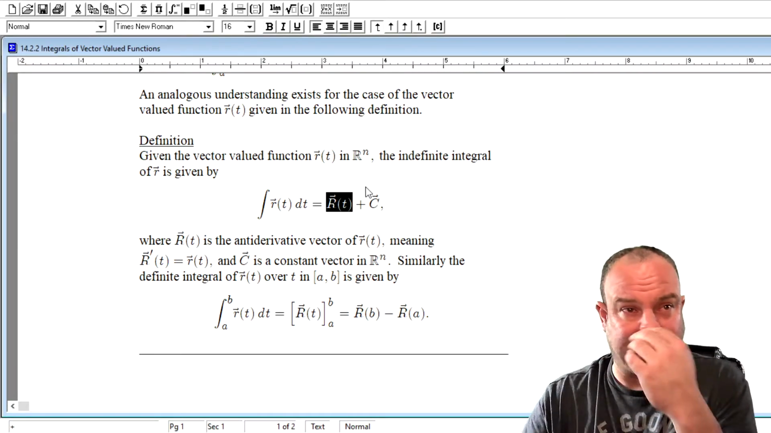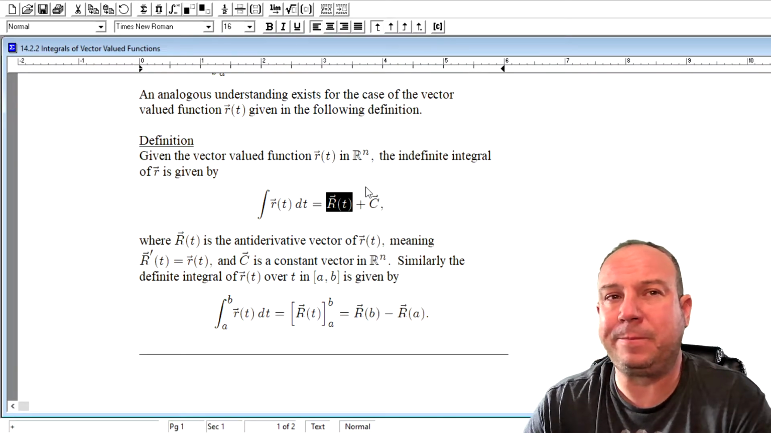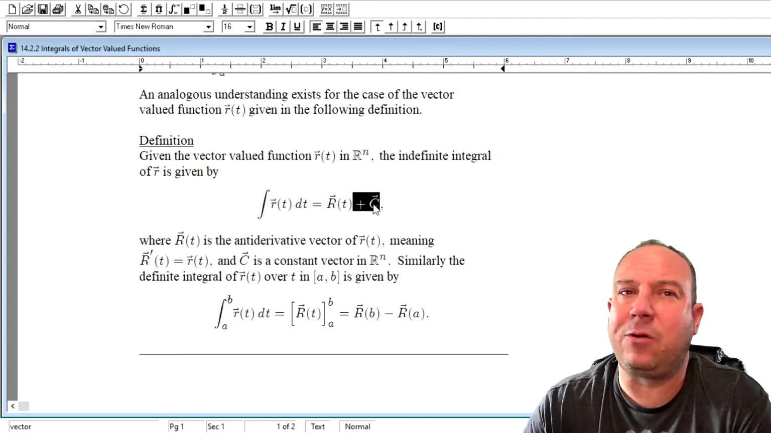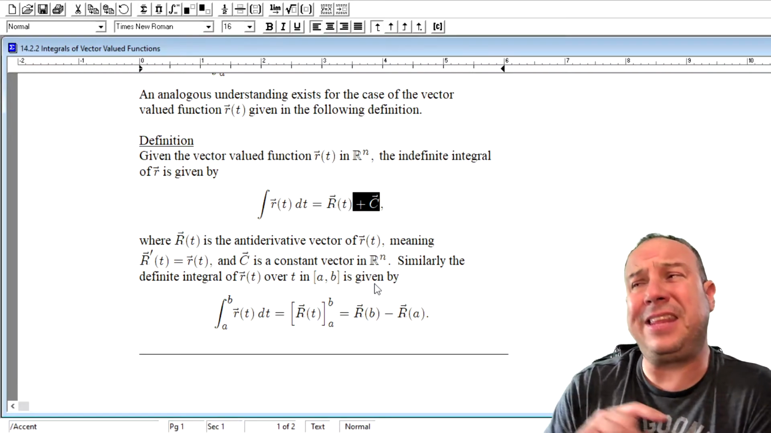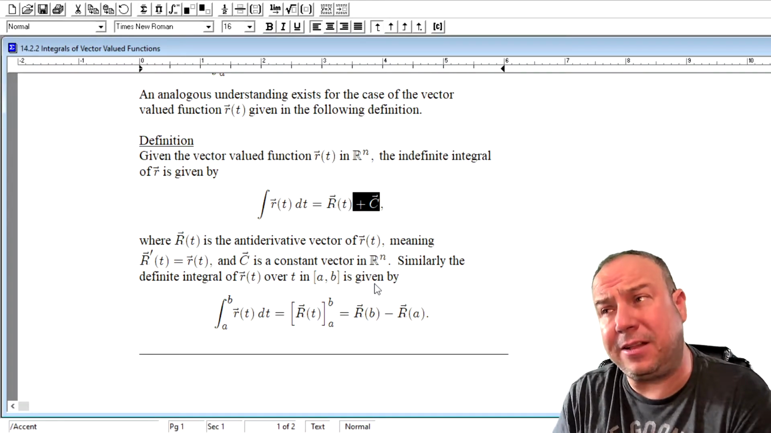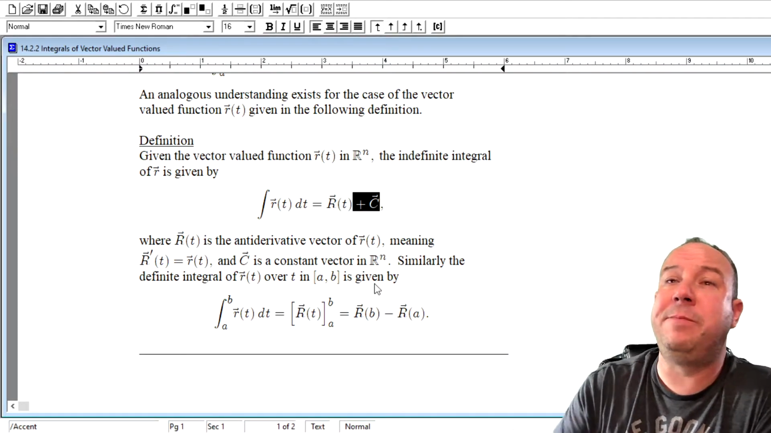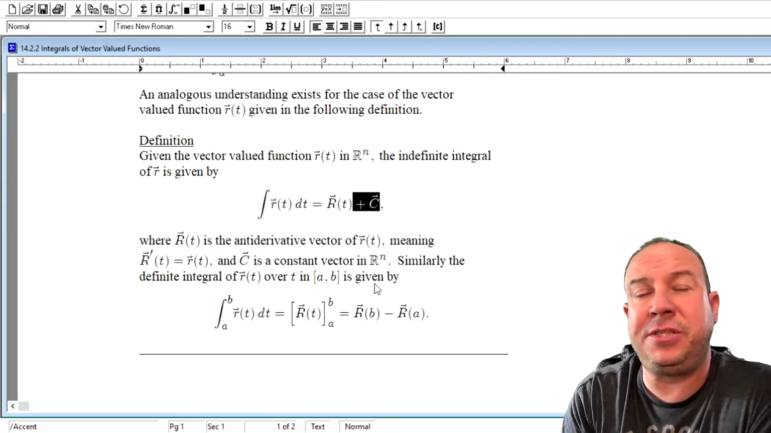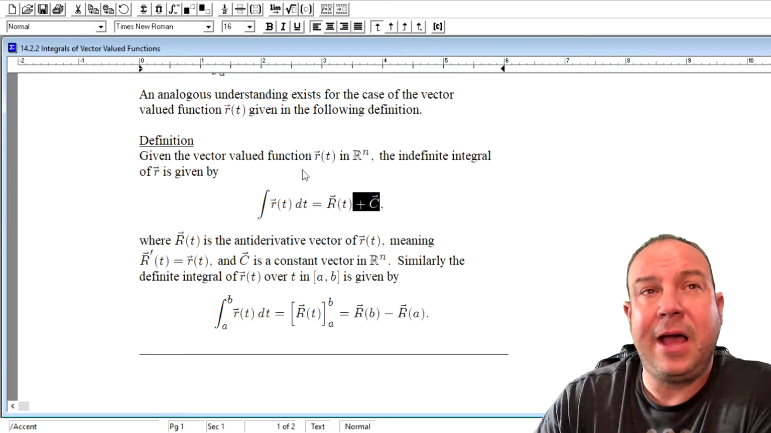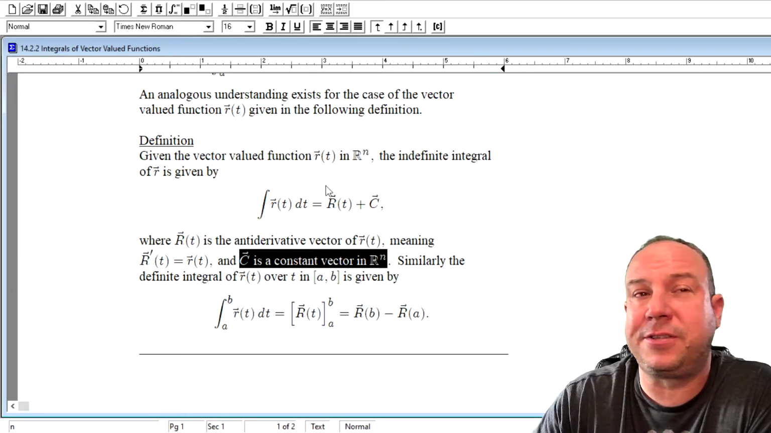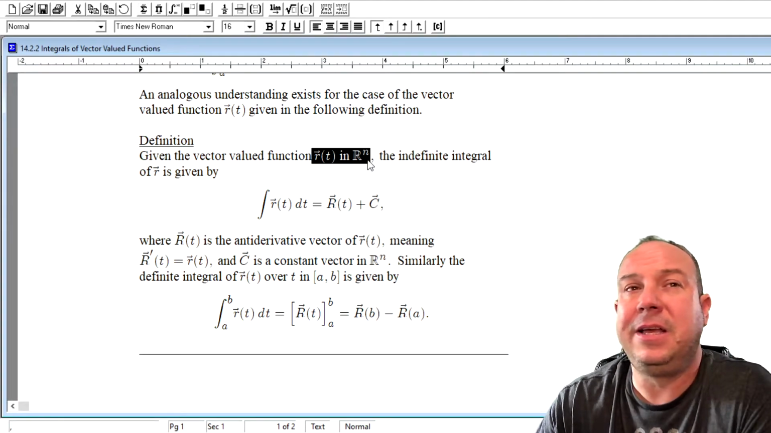Right? Meaning that if we took its derivative as a vector valued function, it would result in little r of t. Now, as we highlighted in Calc 1, not only do we get one solution, we get a family of solutions, all of which differ by a constant. And in the case of a vector valued function, we just don't get a scalar valued constant. What we get is a constant vector whose dimensions match the dimensions of the vector valued function over which we're integrating, right? The dimensions of our constant vector c match the dimensions of r bar in our interpretation here in the definition.